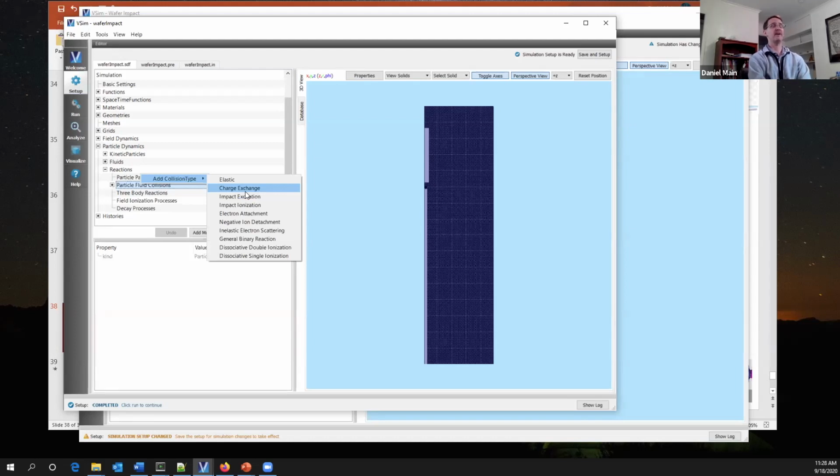So very, very nice. I've used other software where adding collisions was not so easy. So this was very easy, at least from my experience, easier.